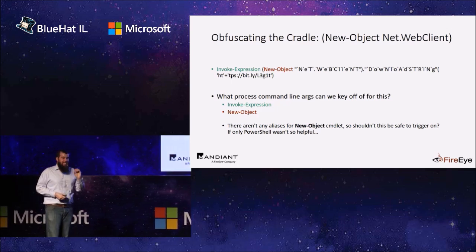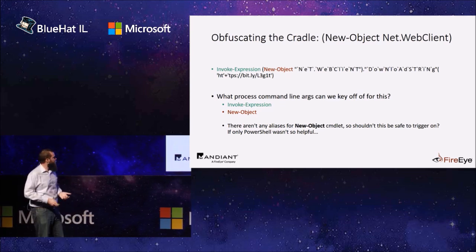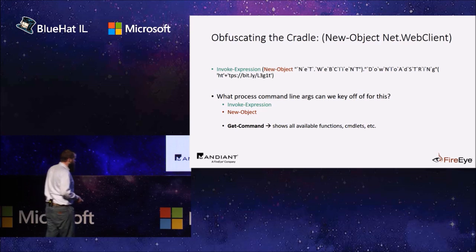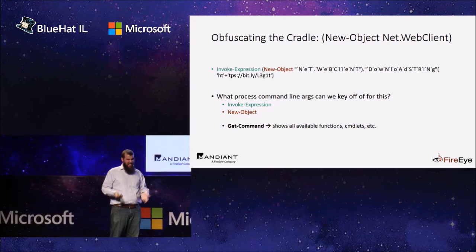New object has 0 aliases. So it should be pretty straightforward, right? Well, this got me thinking. I was playing around one day with Get-Command. PowerShell, so many commands, sometimes you forget the exact syntax.